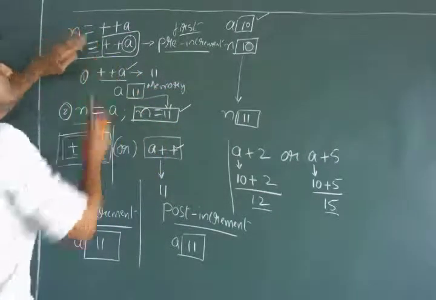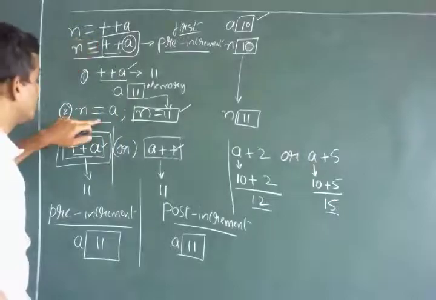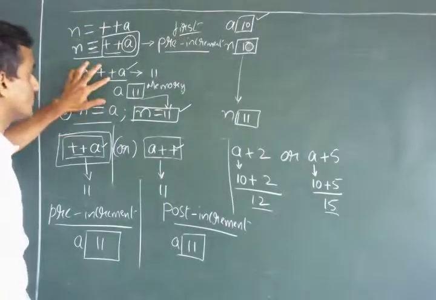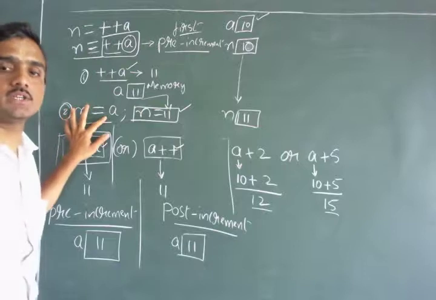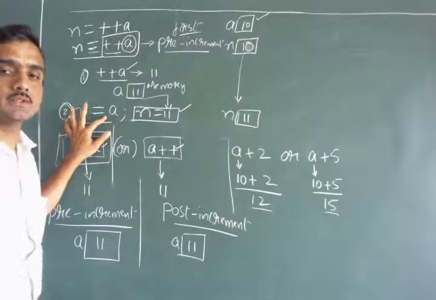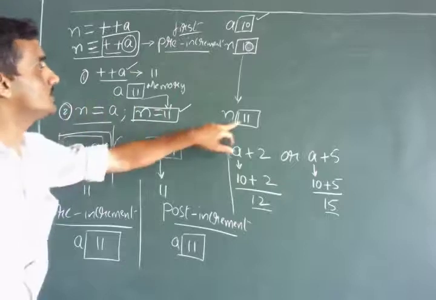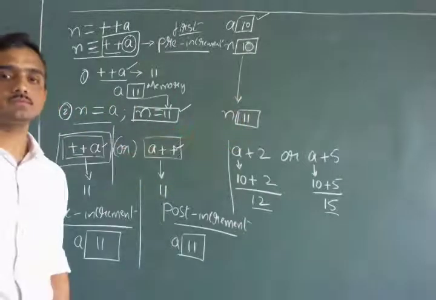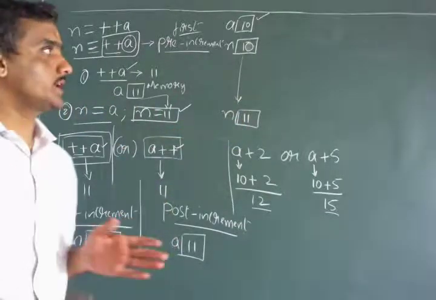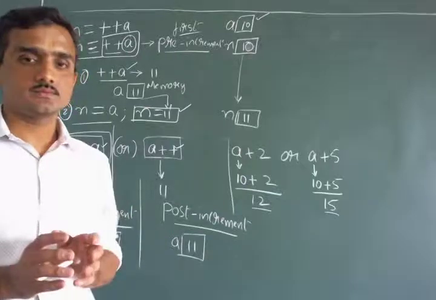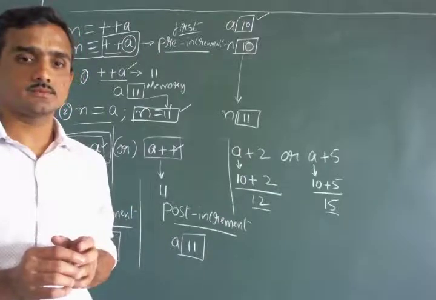So we are left with this, n is equals to. Right? n is equals to. Don't write plus plus once again. Just write n equals to a. Okay, you substitute the value of a. n becomes 11. So finally n is 11. Understood, right? Any confusion here? No, sir.